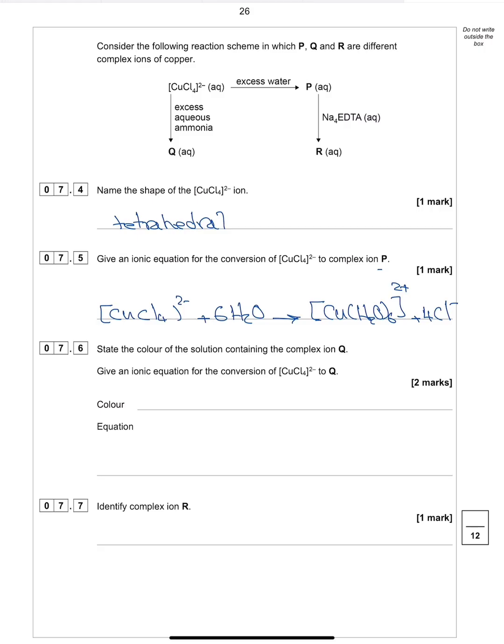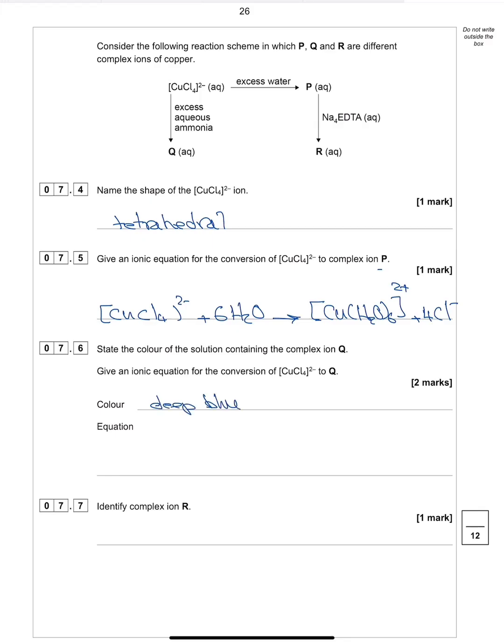State the color of the solution containing the complex ion Q, and they want the equation as well. Give the ionic equation for the conversion of this to Q. So when we add excess aqueous ammonia, remember in the case of copper, it will give you the deep blue solution because there will be substitution with ammonia. But remember as well, if you just add hydroxide ion or you add a little bit of the ammonia, that will give you a blue precipitate of copper hydroxide. And because we added excess of the ammonia, the color here will be deep blue.